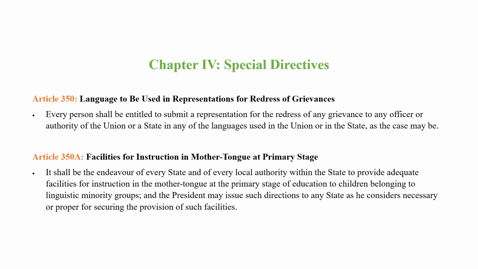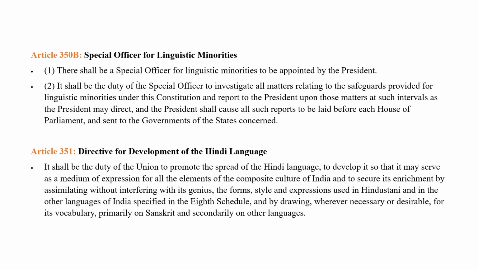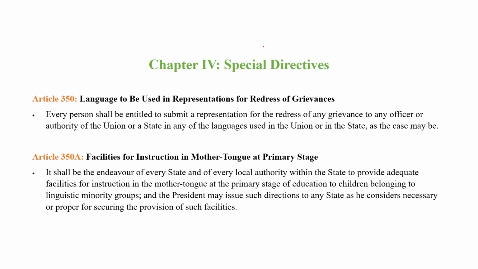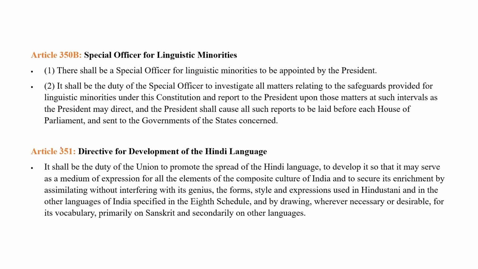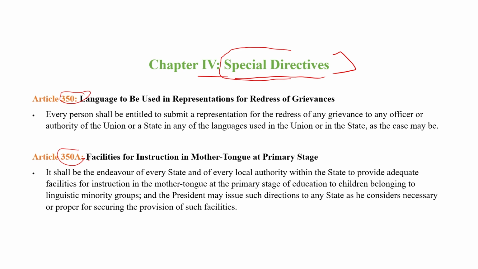Clear? Next and last is Chapter 4 of Part 17, which deals with the special directives. It has four articles: Article 350, Article 350A, Article 350B, and Article 351. What does Article 350 say? Language to be used in representation for redress of grievance.